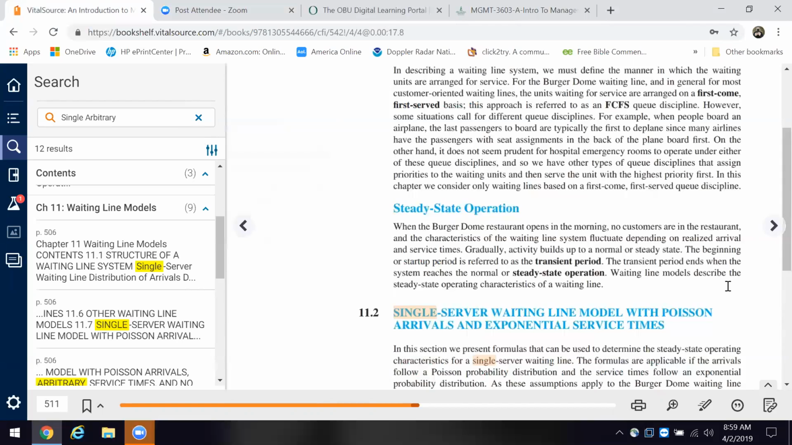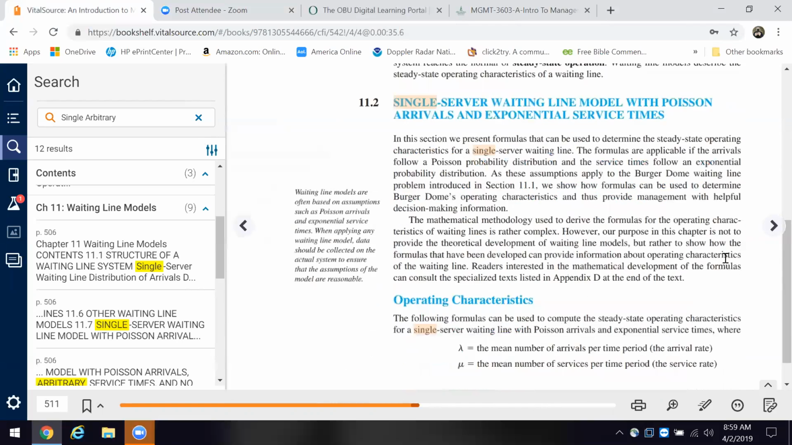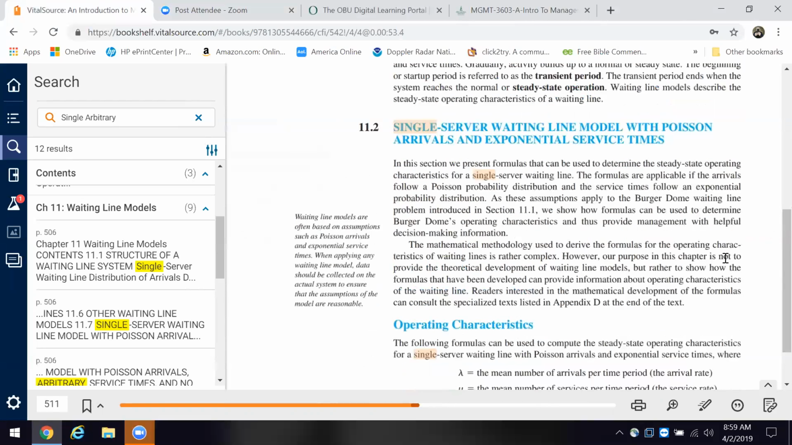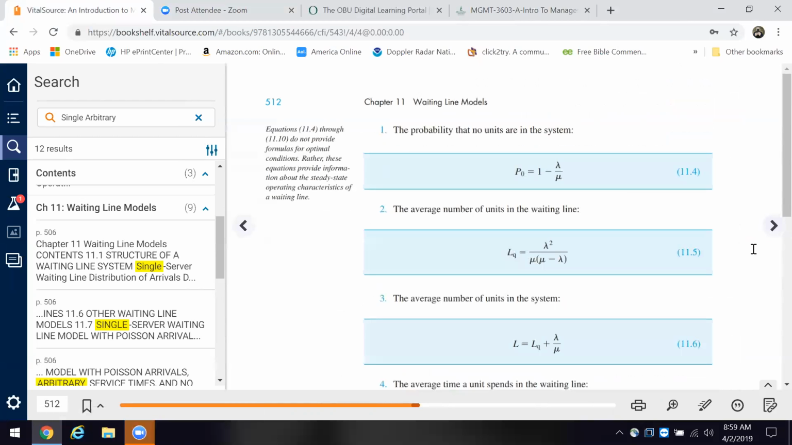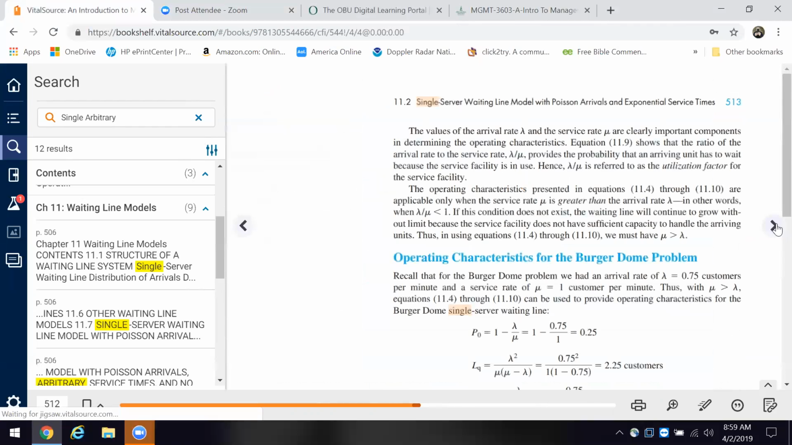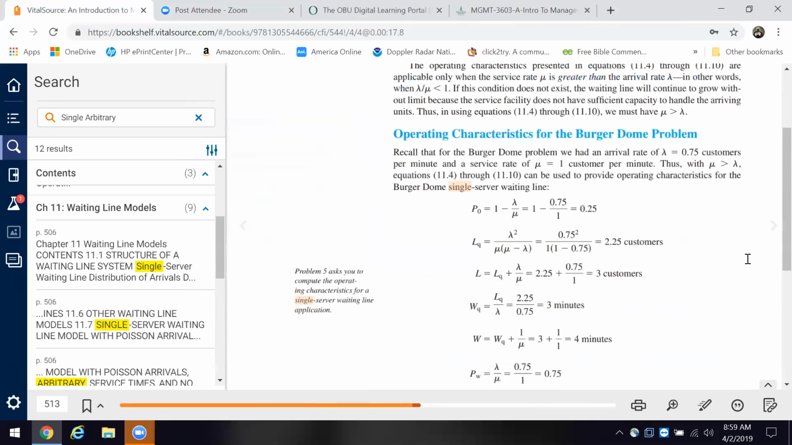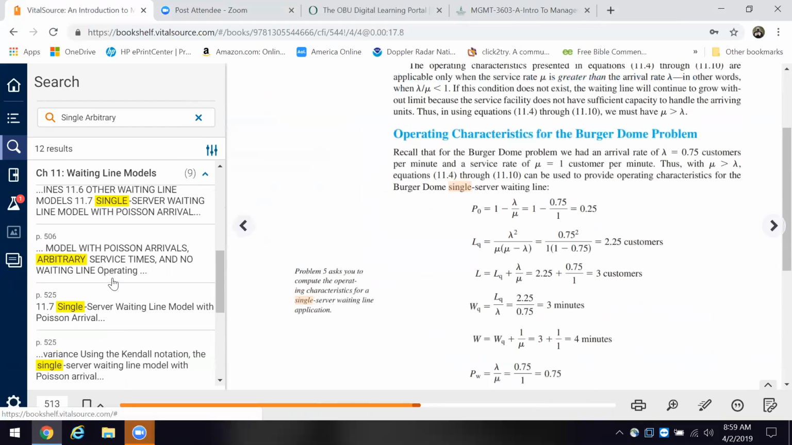And here's the single server waiting model, with the Poisson arrivals and exponential service times. They walk us through the probabilities again of that type of situation. Now, this will walk us into the Burger Dome problem, and we'll take a little bit of a look at that next week. So I want to pop us on over to page 525.